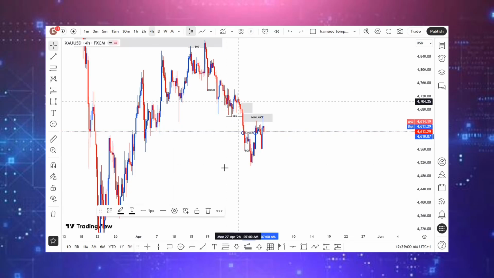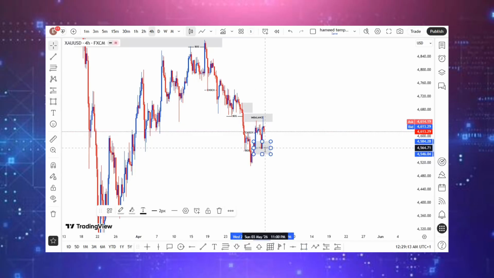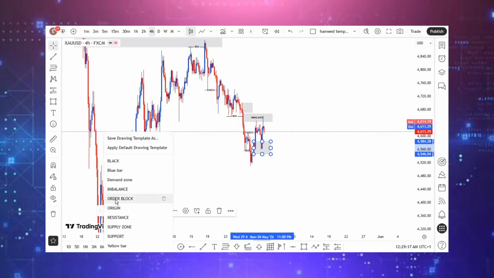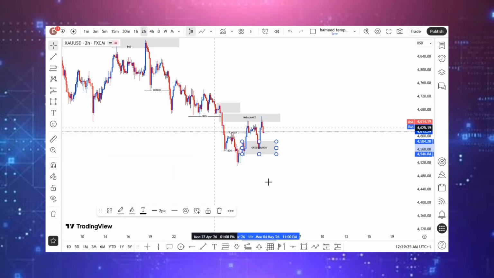Are you with me, guys? So after that change of character, the market tapped into the imbalance here and moved back down into this origin here, the order block. After the tap, the market starts moving to the upside again. Let's go to 2 hours.